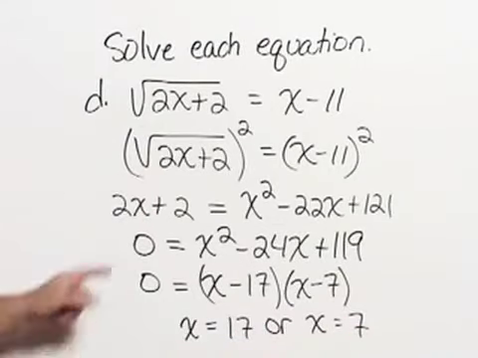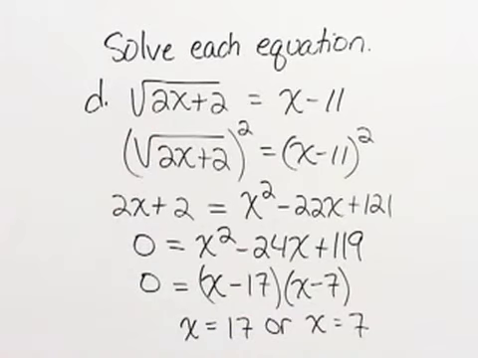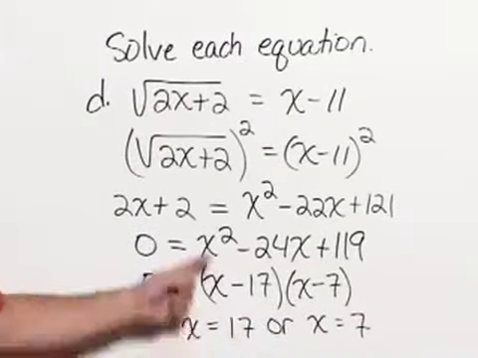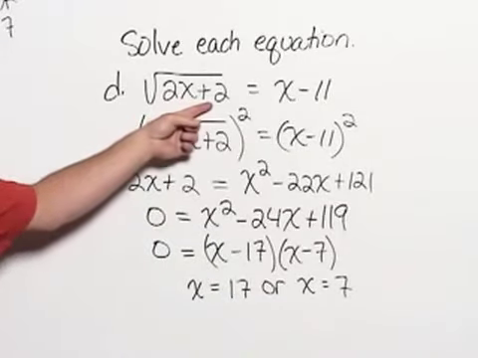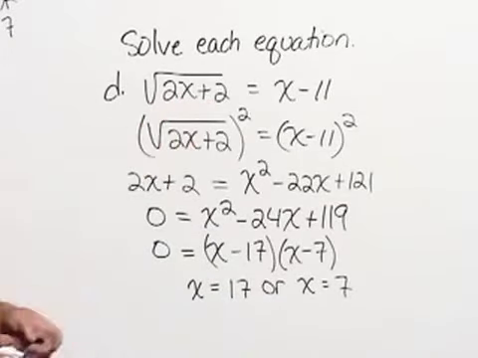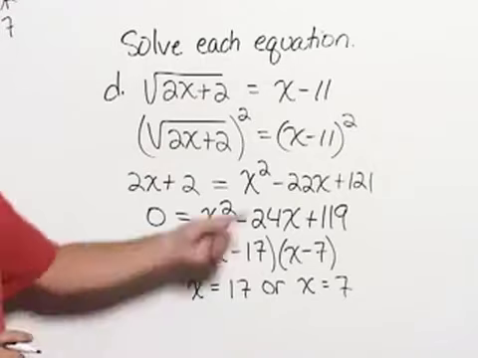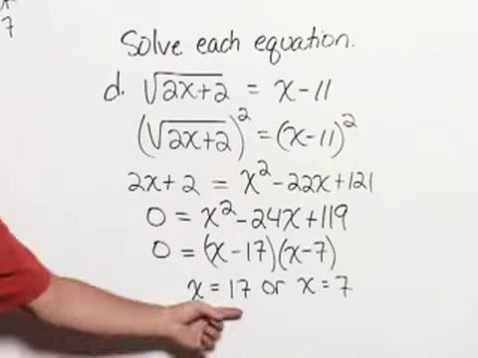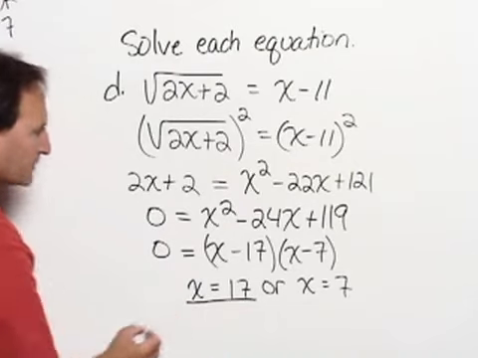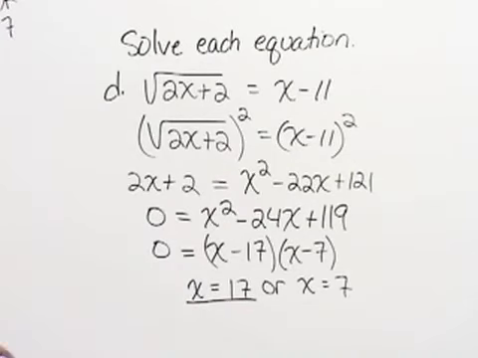But we need to check those because we have a radical. Starting with the 17, 2 times 17 is 34. 34 plus 2 is 36. The square root of 36 is 6. 17 minus 11 is 6. 6 equals 6. So we know that x equals 17 is a solution.